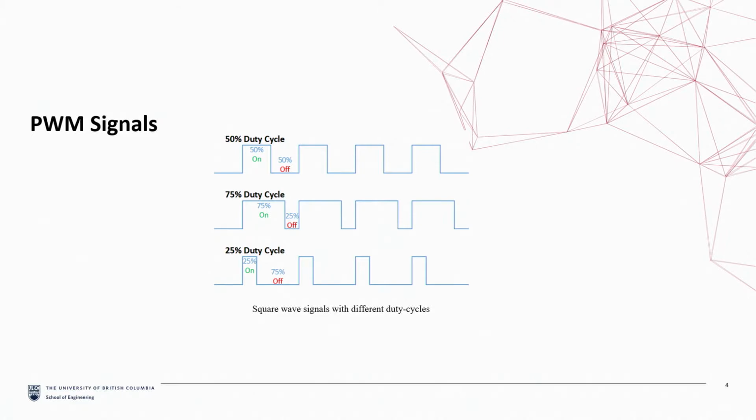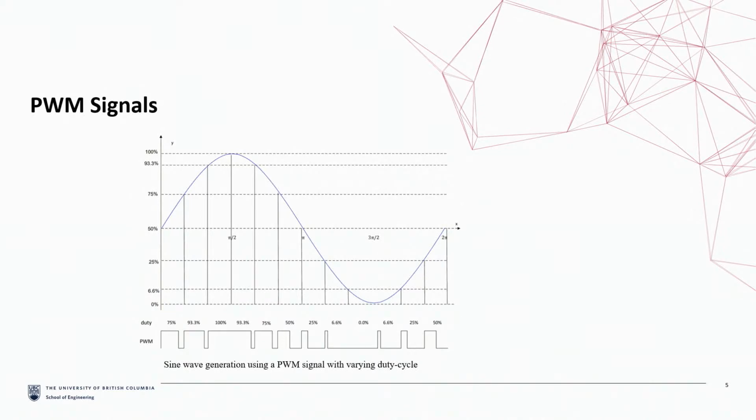Next, we discuss PWM, or pulse width modulation signals. PWM is a technique for getting analog results with digital means. The on-off behavior can be adjusted by changing the portion of time the signal spends on the on voltage, which is also known as the duty cycle. Here you can see three square waves with the same frequency, but each having a different duty cycle. So as we said, PWM signals help us generate analog behavior using digital means.